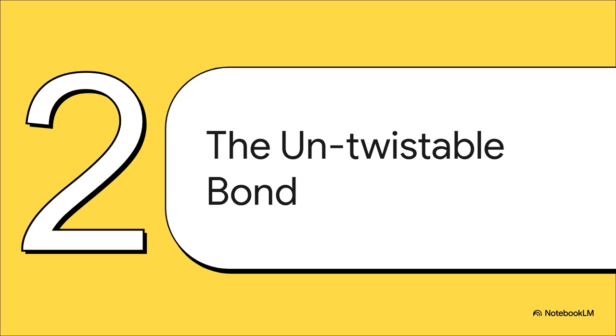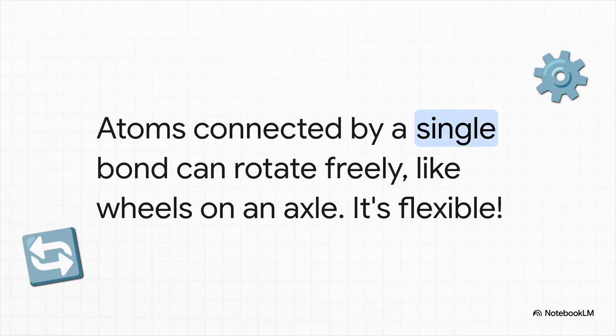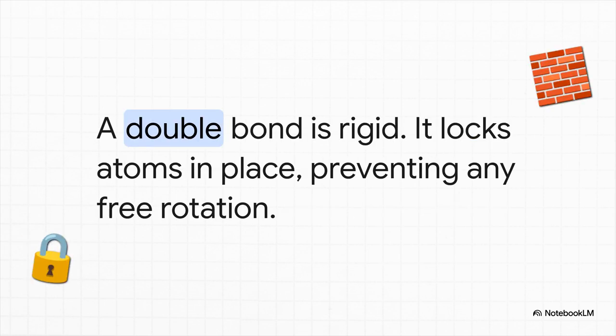But what locks these different 3D shapes into place? I mean, why don't the atoms just spin around and change things up? Well, the answer is in the chemical bonds that hold the whole thing together. If you have a single carbon-carbon bond, it's pretty flexible. Think of it like an axle connecting two wheels. Those wheels can just spin and spin freely around the axle, and nothing's going to break. It's a dynamic connection. But a double bond? Oh, that's a whole different story.